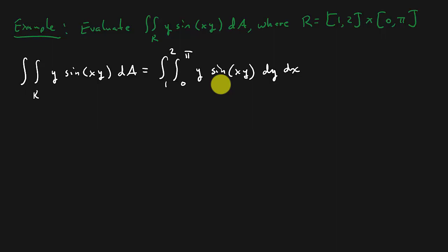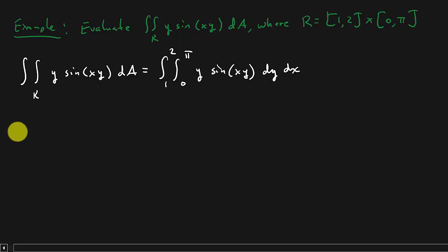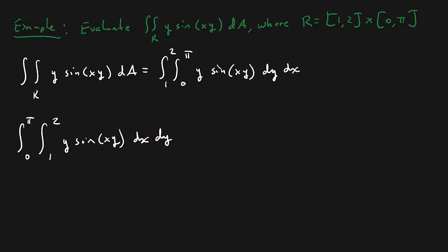Well, what if we switch the order? What if we integrate with respect to x and then with respect to y? Would that be easier to integrate? Let's see. So let's set it up. Let's go 0 to pi, and then I've got 1 to 2 of y sine xy dx dy.